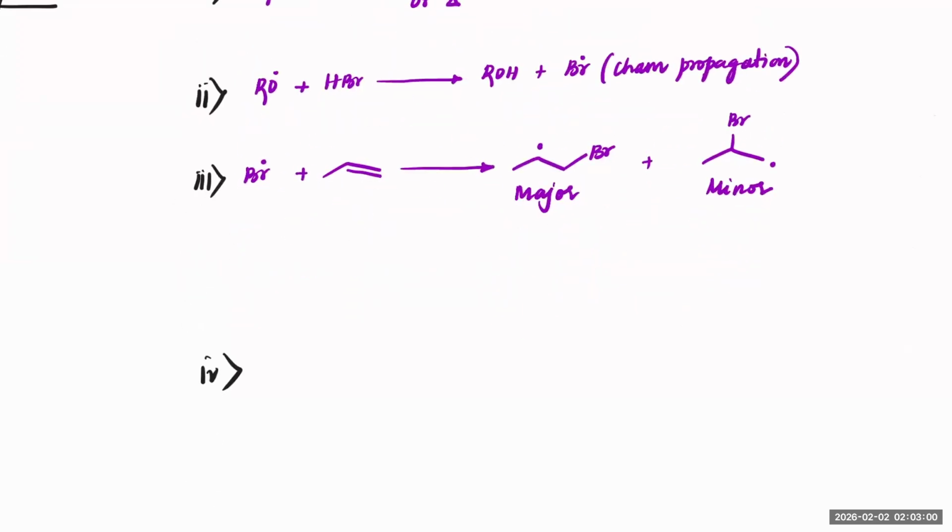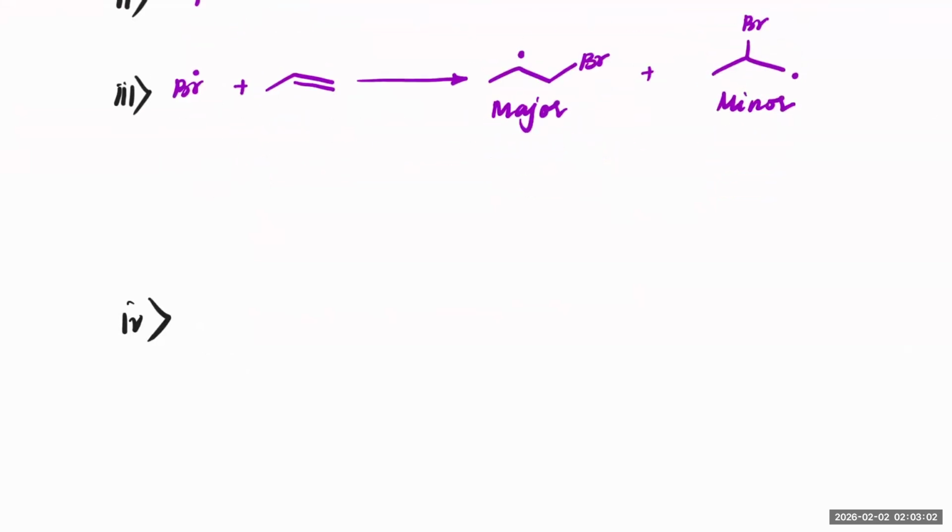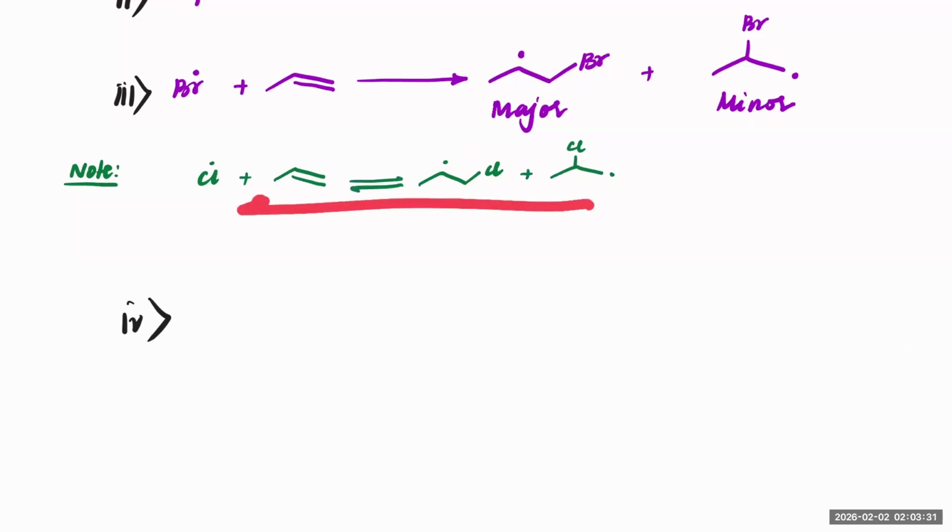Just for clarification, as a note, I'll give you this. When Cl dot tries to react like this, getting Cl dot here, this dot will be unstable. It will push back and try to make the reaction go more in the backward direction. So that's why it is difficult to carry out chlorine's addition as compared to bromine's addition. And the same goes with iodine also.